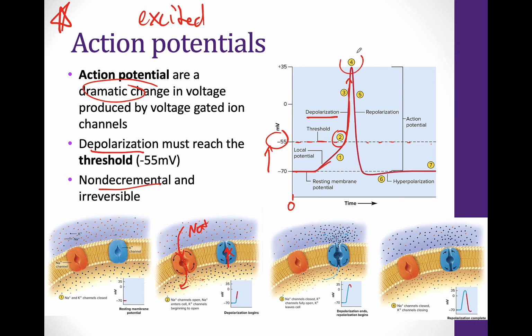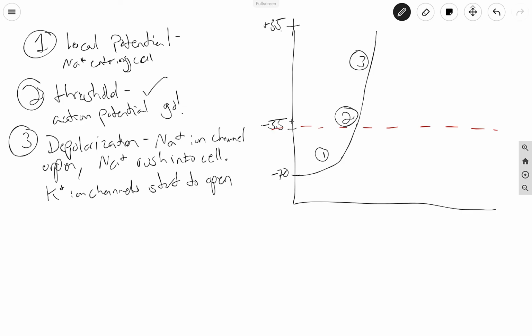Step number 4 is up here. We're going to reach a peak. So at this point, my sodium channels have started to close. So you can see right here, we're kind of at that peak. Here's my sodium channel. It's closed. The sodium is not coming in anymore, so it's not making it more positive. Instead, my potassium channels are fully open, and they're going to start releasing potassium out of the cell. So step number 4, this is kind of peak right here. So 4, we've reached the top.